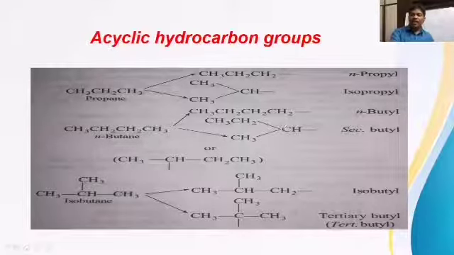Here secondary butyl, why? This carbon is directly attached to how many carbons? One here, one here. This carbon is directly attached to one carbon this side, one carbon this side. So this carbon is called a 2-degree carbon. 2-degree means what? Secondary carbon. On the secondary carbon, the free bond is located. So it must be called secondary butyl. This group is called secondary butyl.